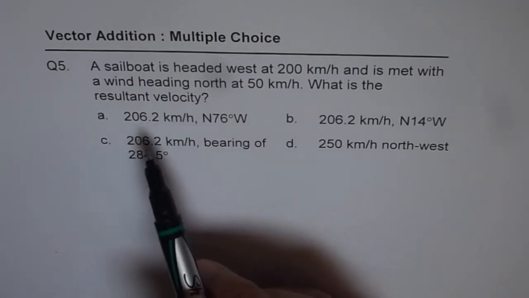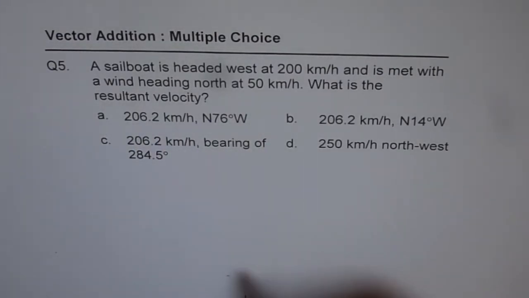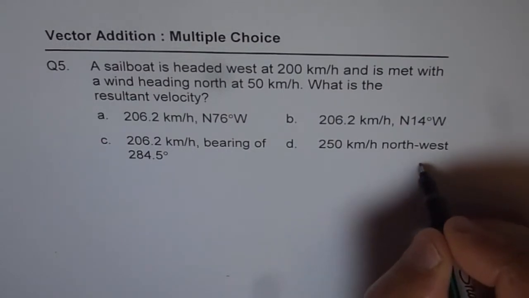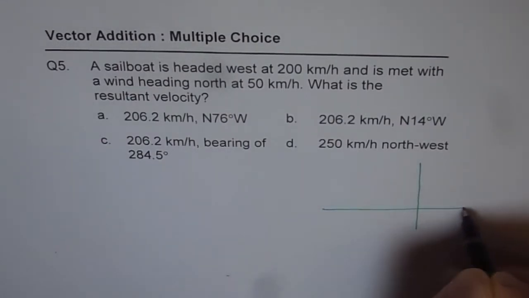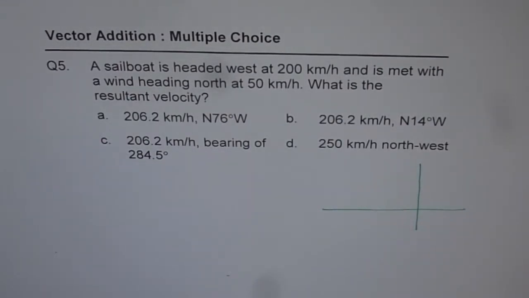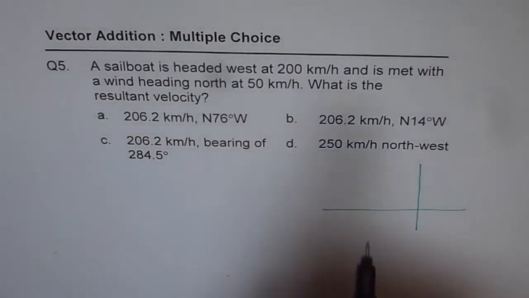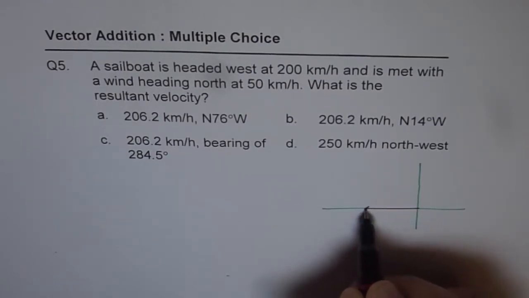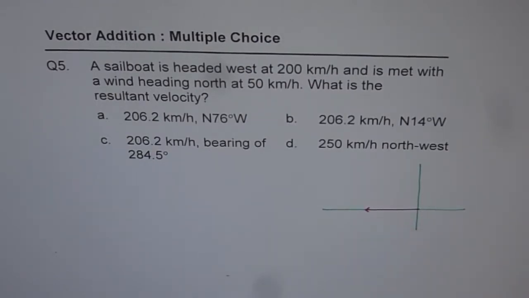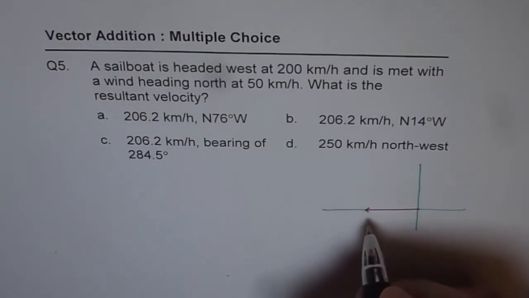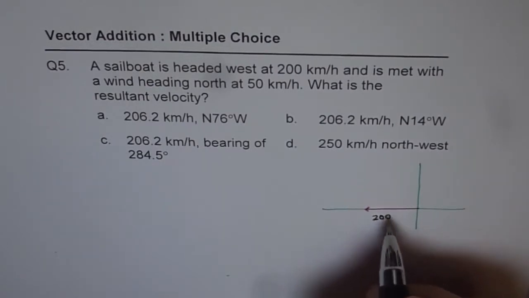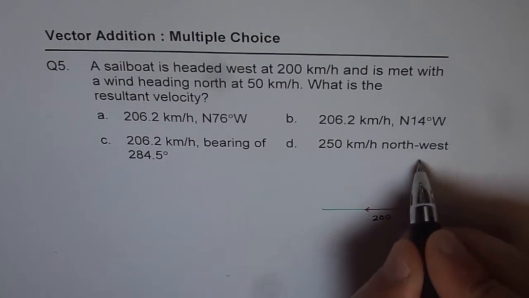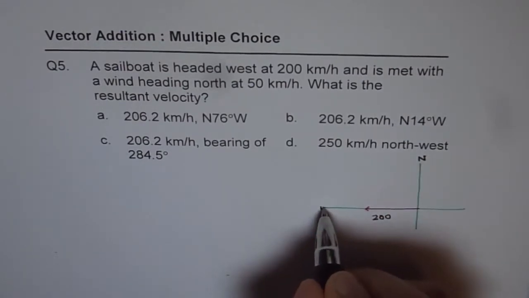Now first let's sketch the scenario and then we'll work out the details. So let's make our coordinate plane. That to start with, that's always the best thing to do. A sailboat is headed west at 200 kilometers per hour. So we can represent this as a vector. Let's say that's the vector which is 200 kilometers. Let us say represents 200, and that is the west direction for us, right? So this is north and this is west.